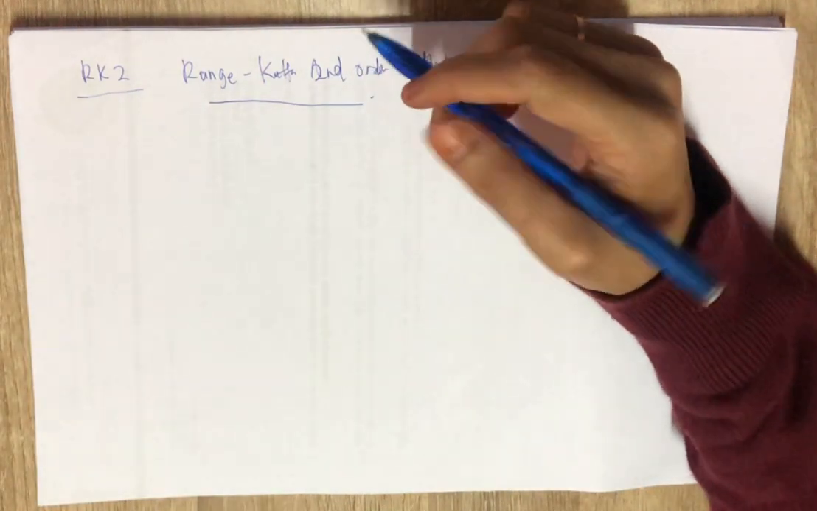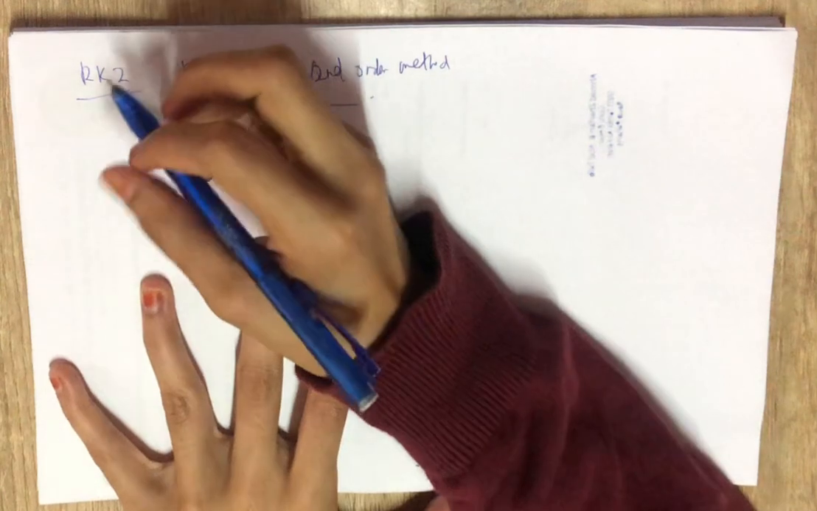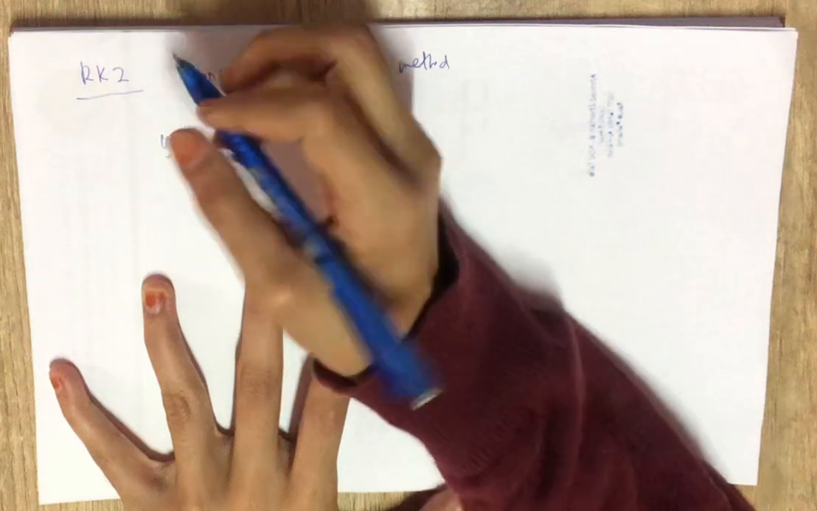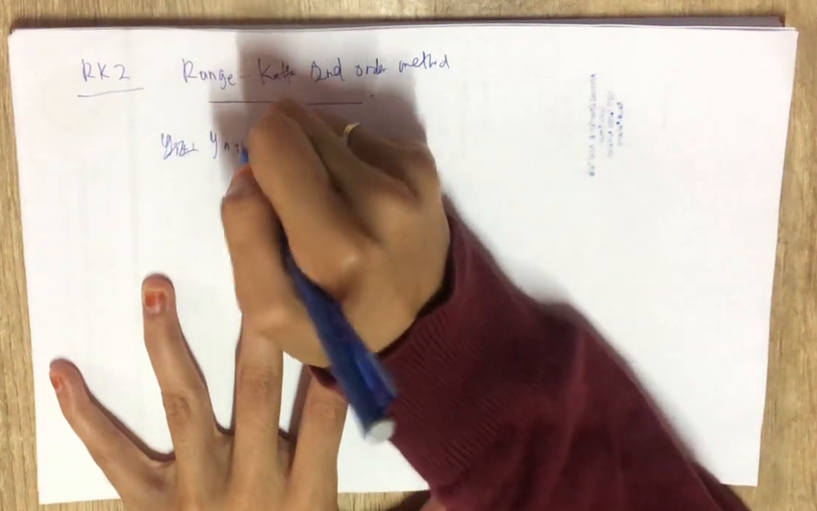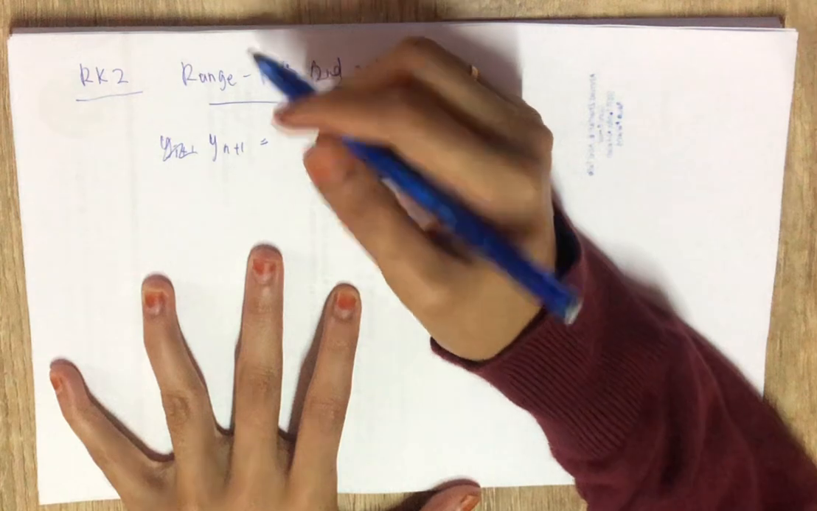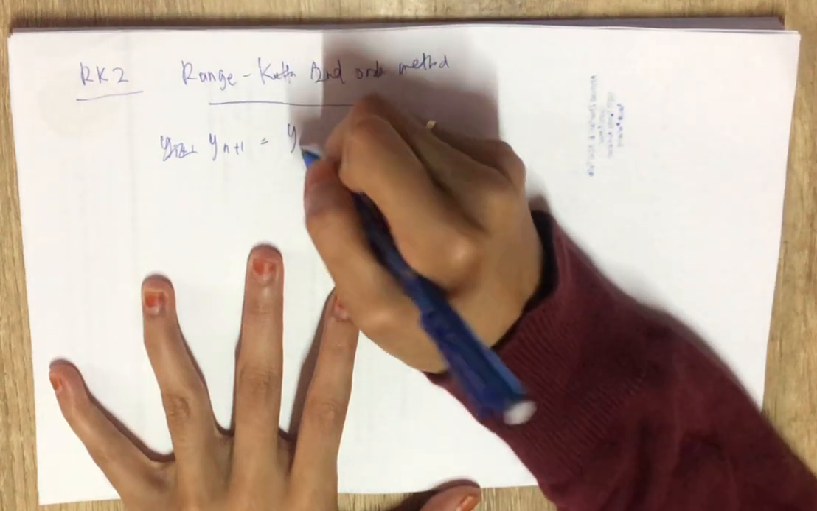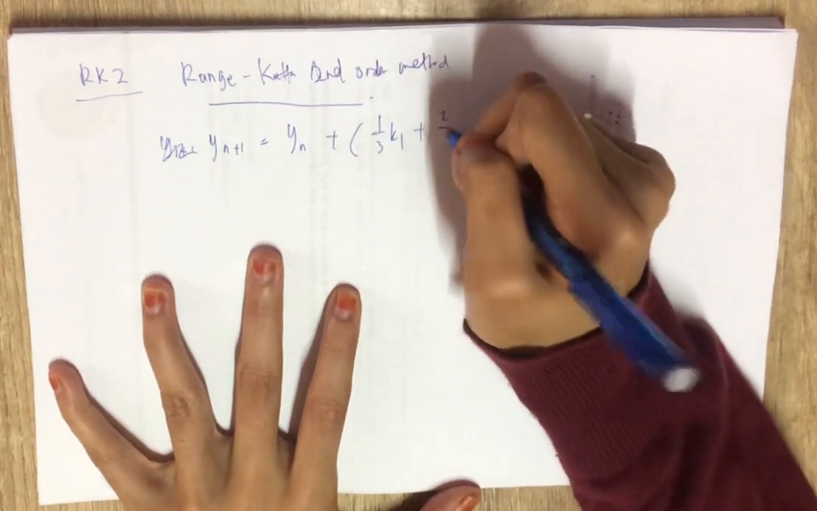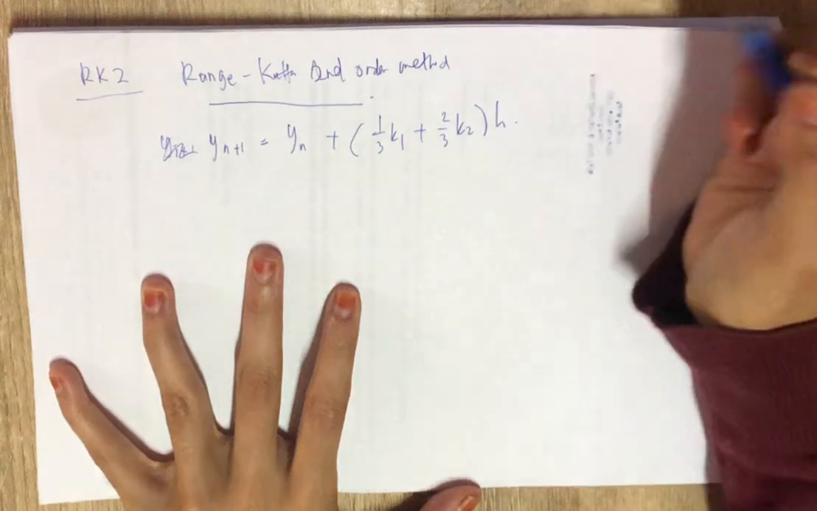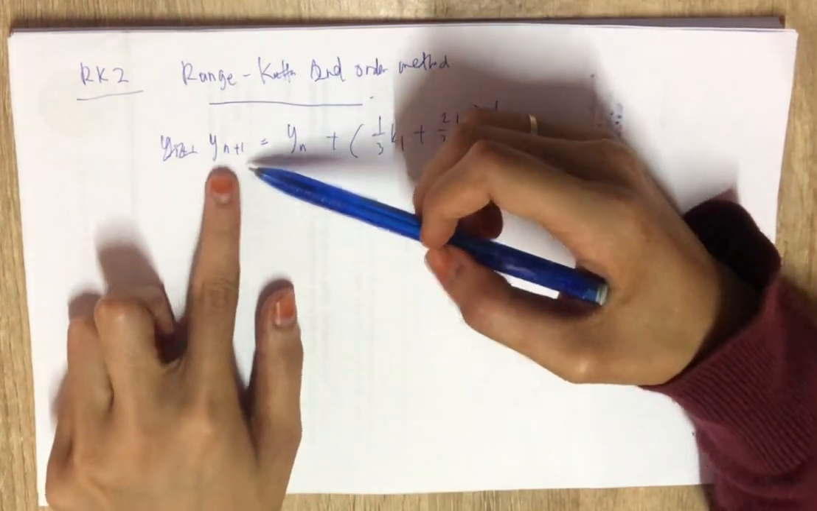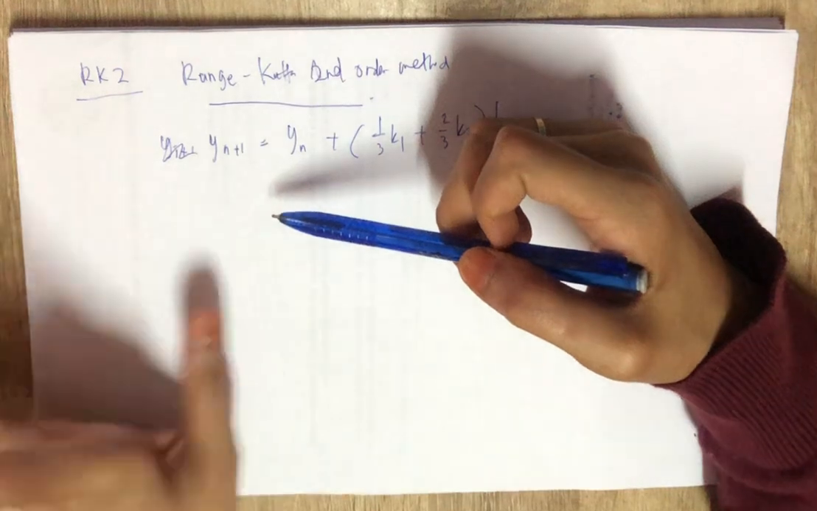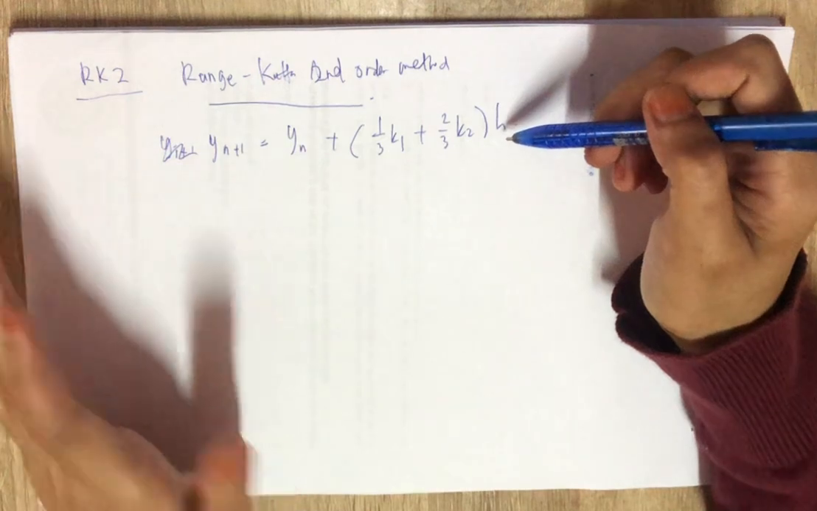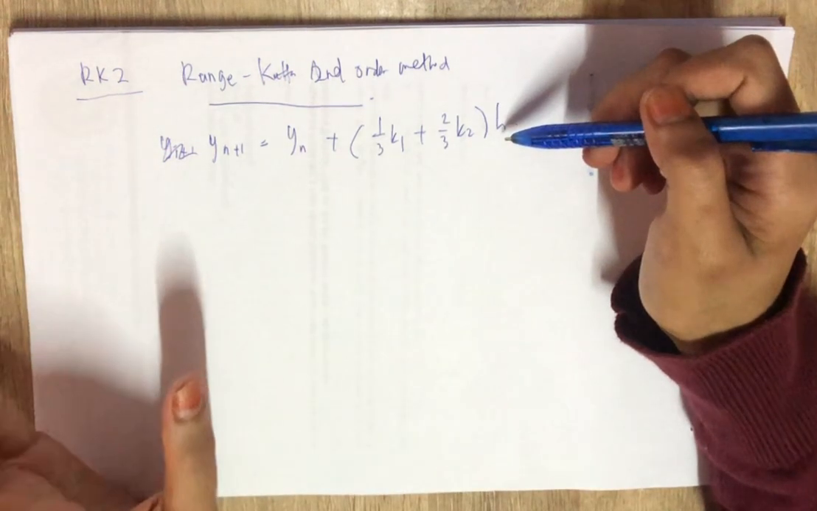So we proceed to the formula for RK2, which is given by y_{i+1}, or maybe you can use n. Same as before, for Euler's we use n, so why not use the same. So this is the formula. I think y is no problem for you because I already explained it in Euler's. h is the step size, the same meaning as in the previous method.